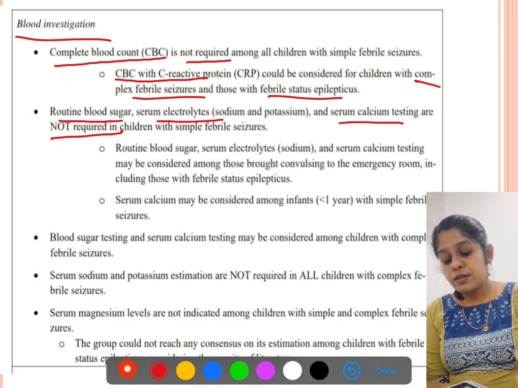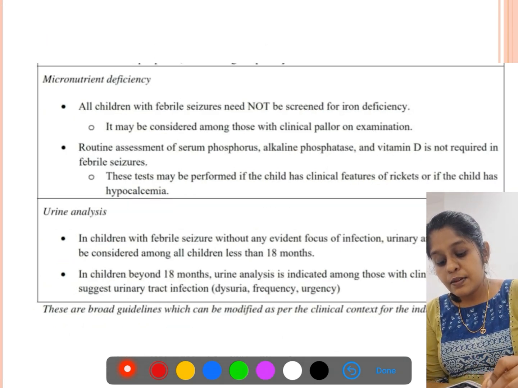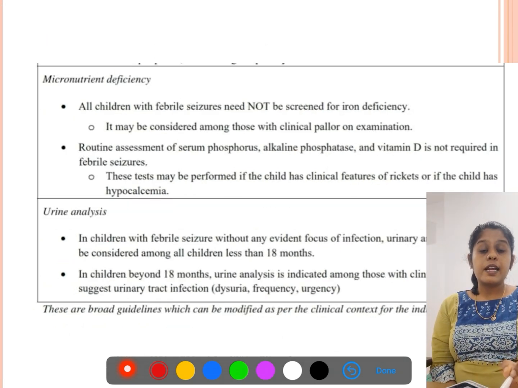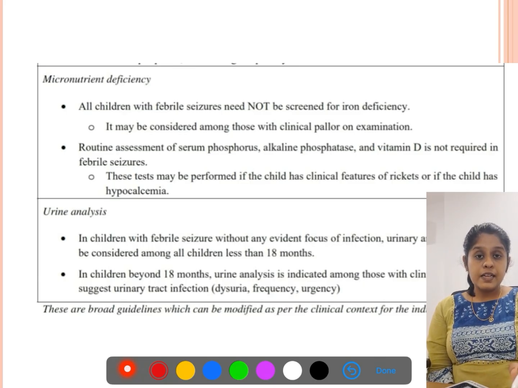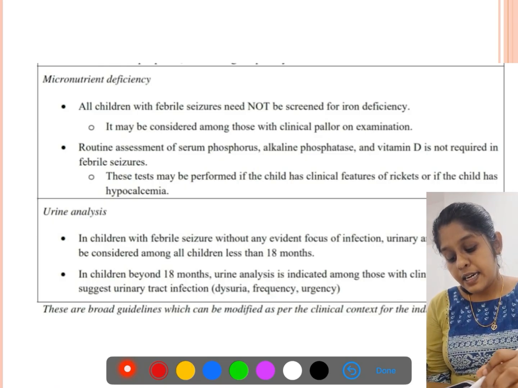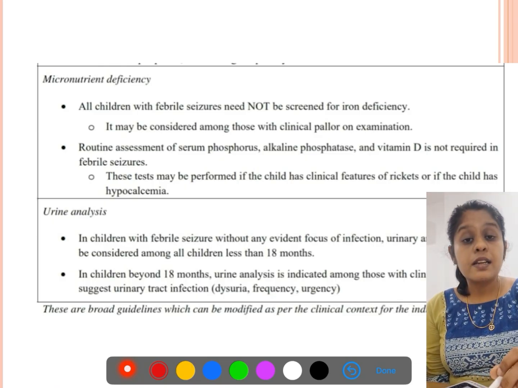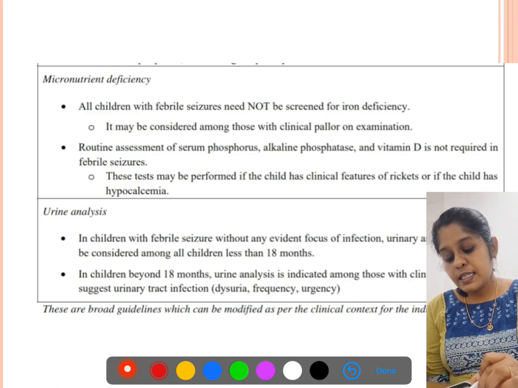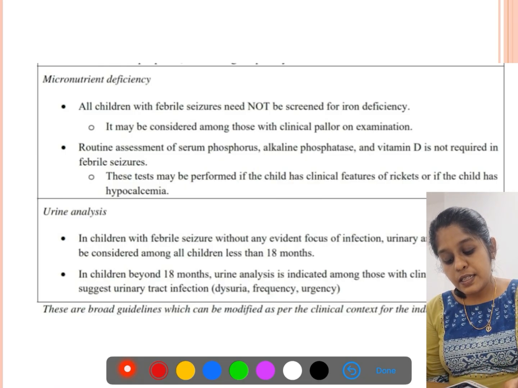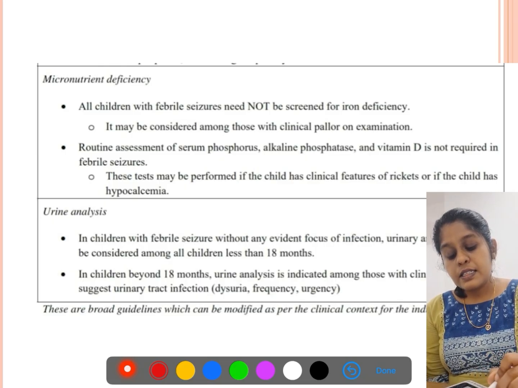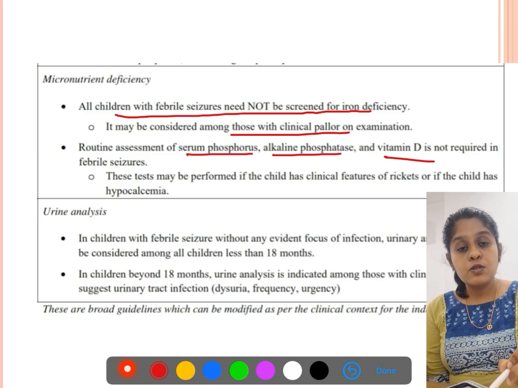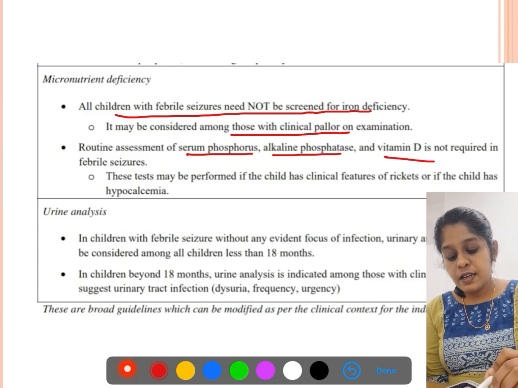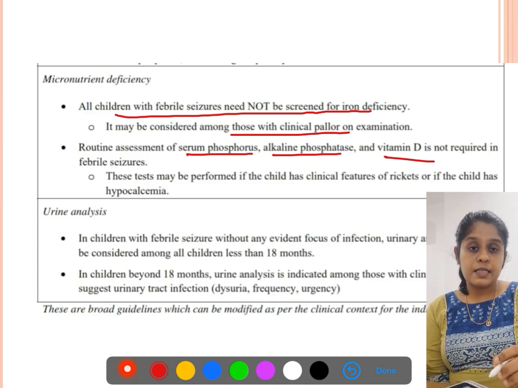Then coming to micronutrient deficiency, all children with febrile seizure need not be screened for iron deficiency. We know that iron deficiency can be a risk factor for febrile seizure, but you don't have to routinely screen for iron deficiency. It can be considered in children who have pallor on physical examination. Routine assessment of phosphorus, alk-phos, vitamin D is also not required. This can be performed in children in whom you think there is a risk of rickets or hypocalcemia.